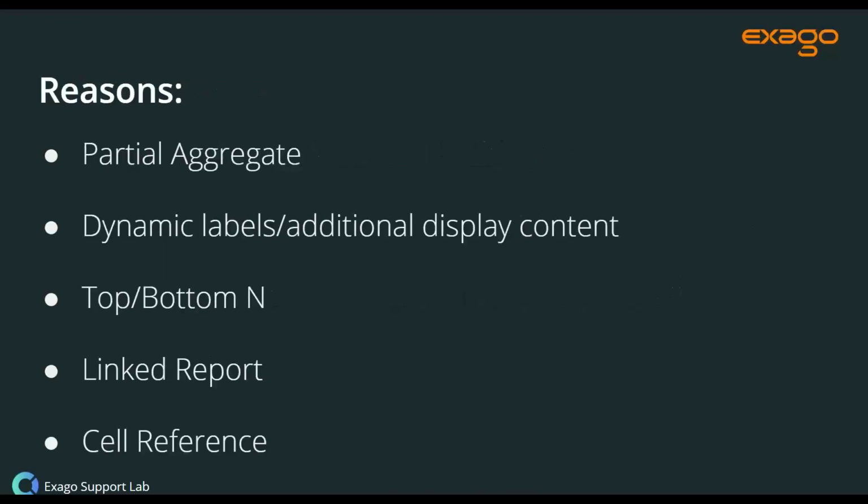So the next question is, why would we build them in advanced reports? The 5 reasons that we will talk about today, the 5 features of advanced reports that you might want to take advantage of in your KPI, are going to start with partial aggregates or groupings that we need to utilize to get the correct value that we're looking for. We might want dynamic labels or additional display content on the KPI.